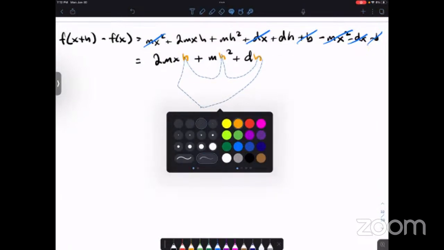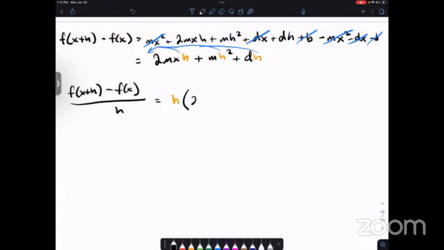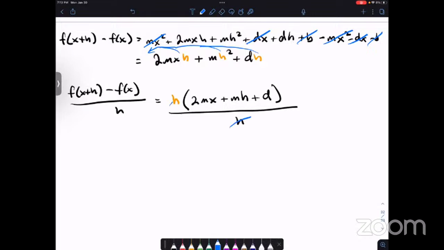So then the next part for the simplified difference quotient, we're going to say f of x plus h minus f of x all over h. So basically we're dividing all of that by h. Let's go ahead and factor out an h from each term, okay? That's going to give us h times 2mx plus mh plus d all over h, right? That's the goal. Now we can cancel our h's.